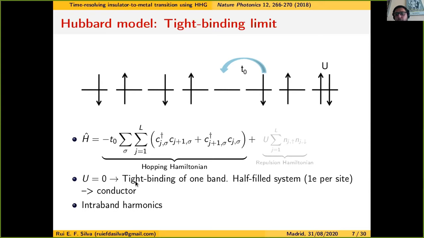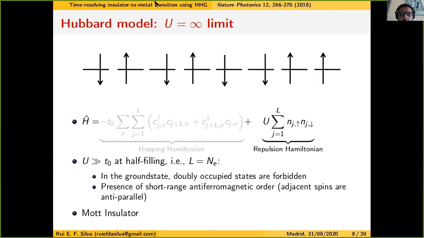And if we shine with a laser field, we are going just to see intraband harmonics. In the other limit, we have the U equals infinity limit. This is the limit where U is way, way bigger than T0, and at half filling, in the ground state, the doubly occupied states are completely forbidden. So you have one electron per site, and there is no possibility of having two electrons at the same site.